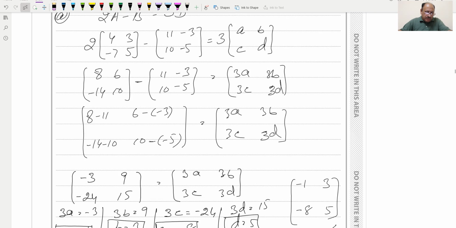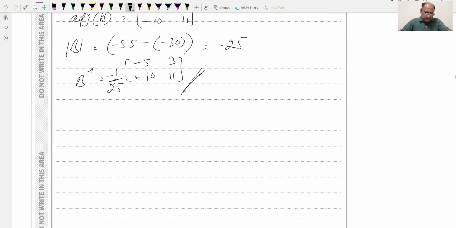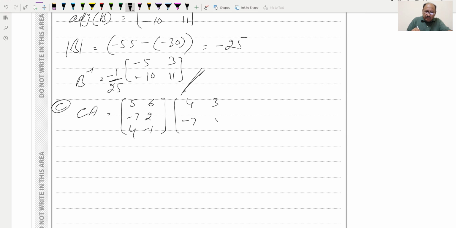Now D part says find CA, so we need to multiply C with A. C is this one and A is this one. We will have to multiply this. We can write CA, and C we will write first. Sequence is important, so we cannot write A first. So minus 7 2, and this will be 4 minus 1, this will be C, and A value will be 4 3 minus 7 and 5.